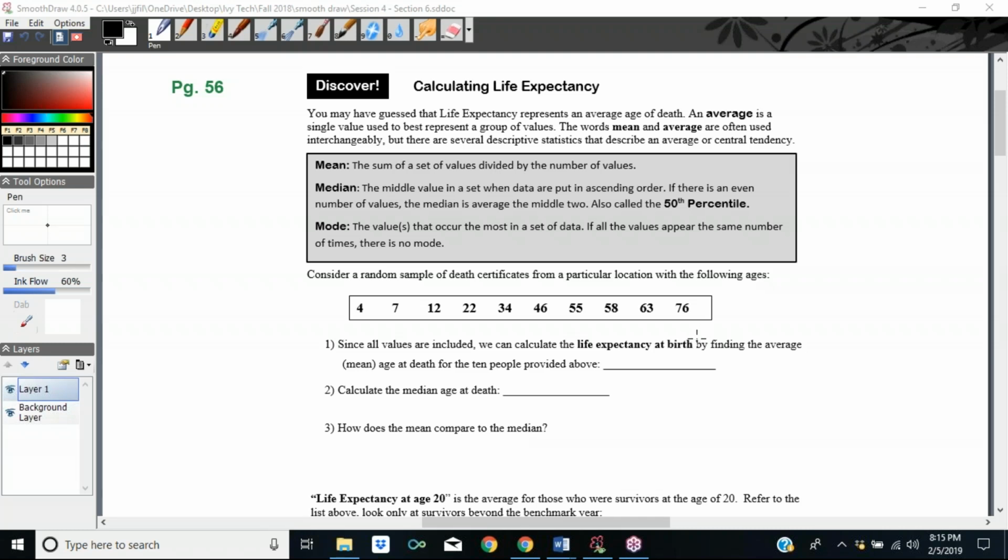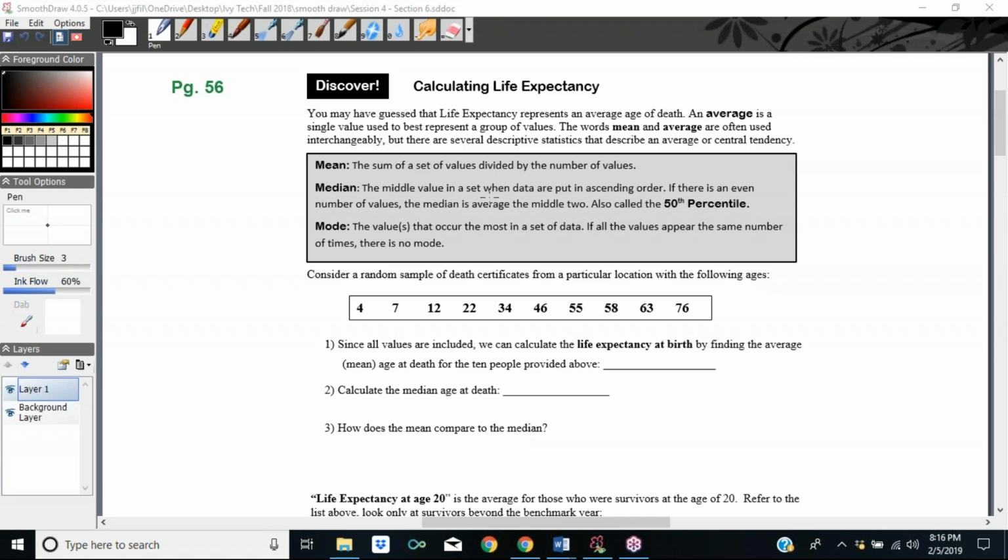The words mean and average are often used interchangeably, but there are several descriptive statistics that describe an average or central tendency. So we have these 3 that we're going to look at: the mean, the median, and the mode. And the mean is the sum of values divided by how many values there are. The median is the middle number. It's also called the 50th percentile. So it's the middle number when you line all the numbers up from left to right, from least to greatest. And if there are an even number of numbers, there are actually 2 middle numbers, and you have to find the average of the 2 middle ones. So whatever's halfway between the 2 middle numbers.